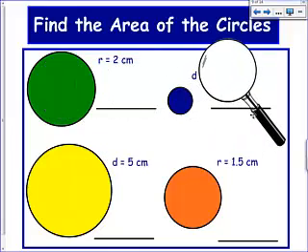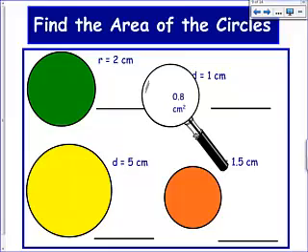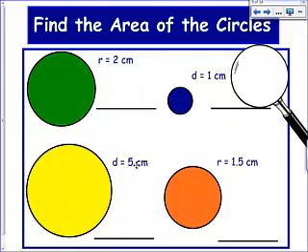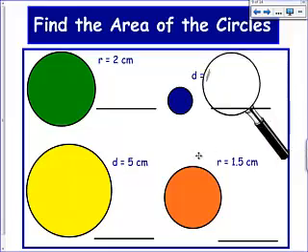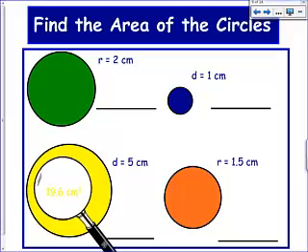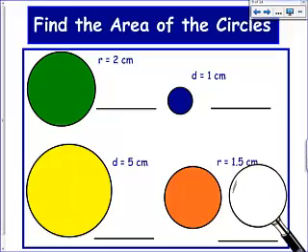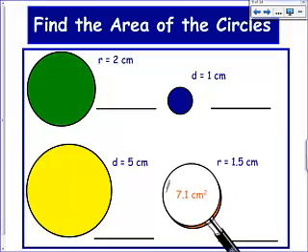But if the diameter is 1 centimeter, that means that the radius is what? Yeah, it's 0.5 centimeters. So it's 3.14 times 0.5 times 0.5, and that is 0.08. If the diameter here is 5 centimeters, that means the radius is what? 2.5. So 2.5 times 2.5, then multiplied by 3.14 is 19.6 centimeters squared. It's really important that you put the square in there. And the same thing here, if the radius is 1.5, that's 1.5 times 1.5 times 3.14, which is 7.1 centimeters squared.